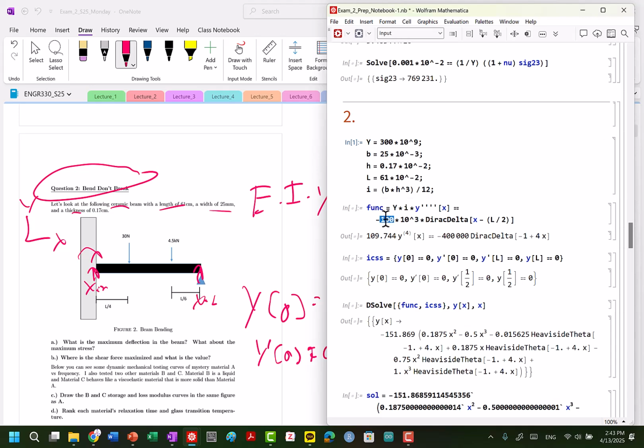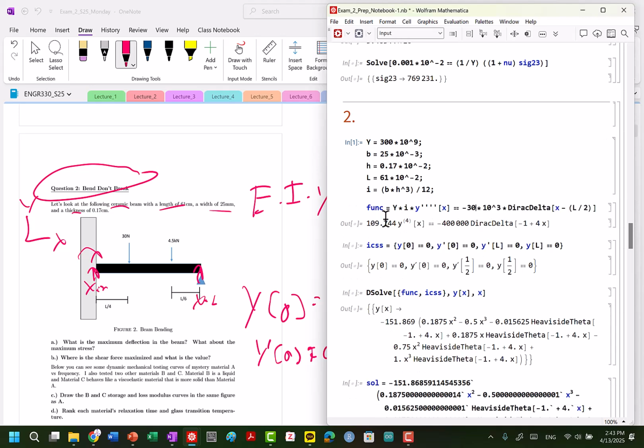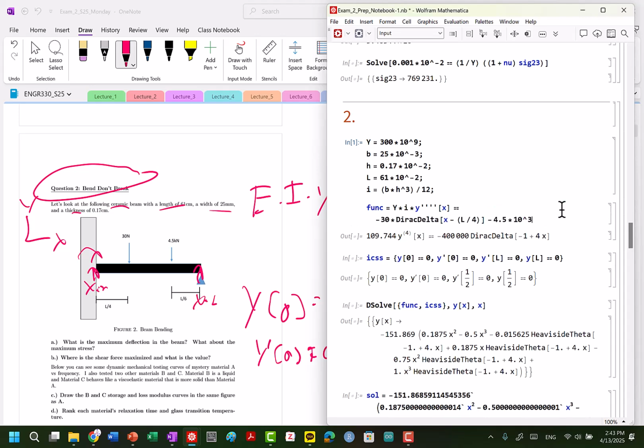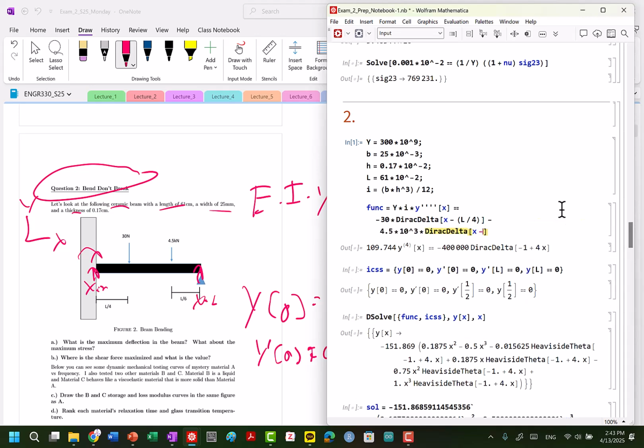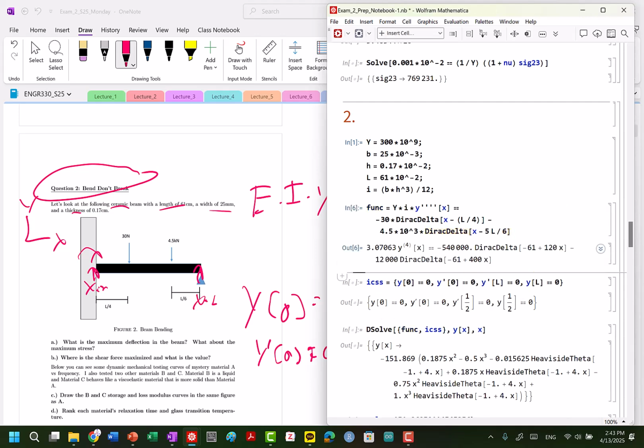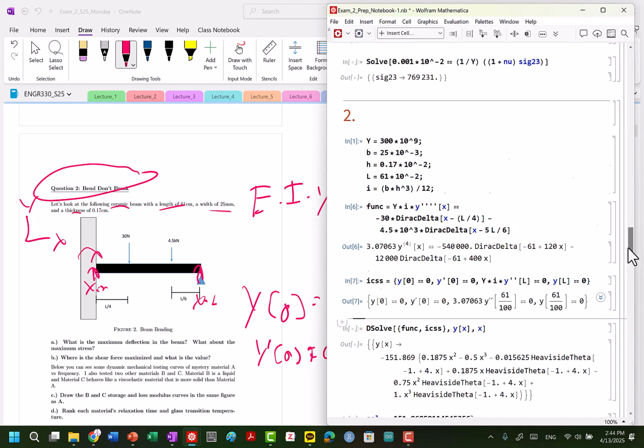Let's go ahead and define our Dirac delta. So minus 30 times Dirac delta, x minus L over 4. And then we'll do minus 4.5 times 10 to the 3 times Dirac delta of x minus 5L divided by 6. We have our boundary conditions, y of 0 equals 0, y prime of 0 equals 0, y double prime, and, to be clear, E·I times this double prime equals 0 here. That looks good.